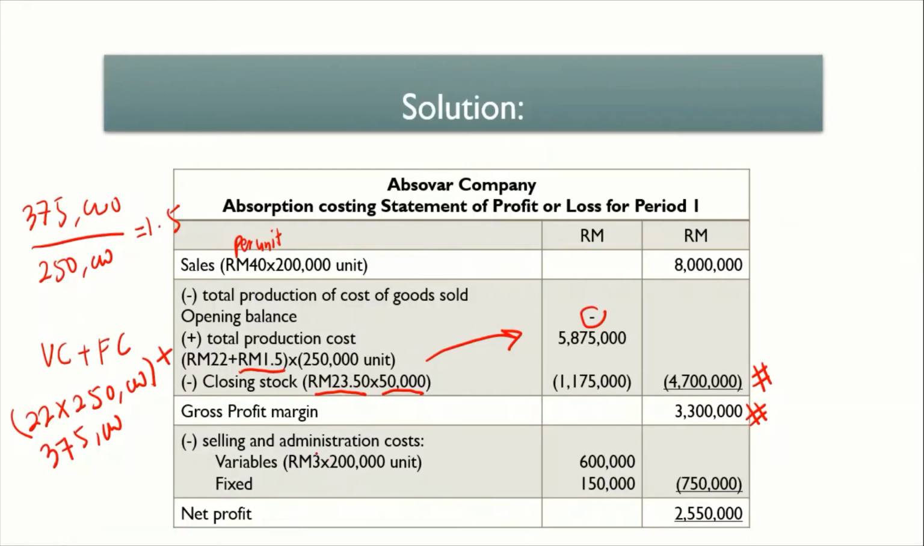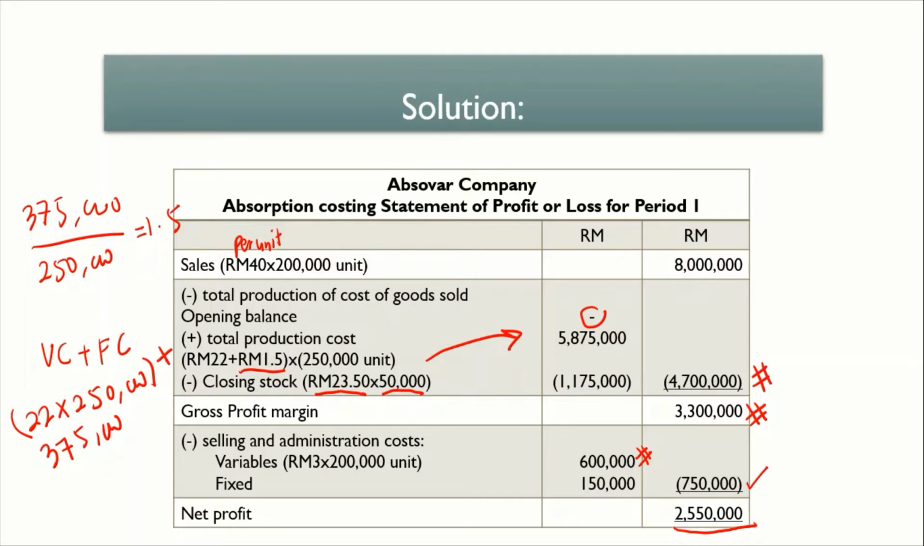So you have to calculate. You have to take the 3 ringgit multiply with the 200,000 unit. So you gain this amount displayed. And the total of those two would be this. And after that, you take the 3 million, deduct with the 750,000. The net profit for the period would be as shown. Okay. So using the absorption costing, the profit would be 2,550,000. Okay, so this is absorption costing.